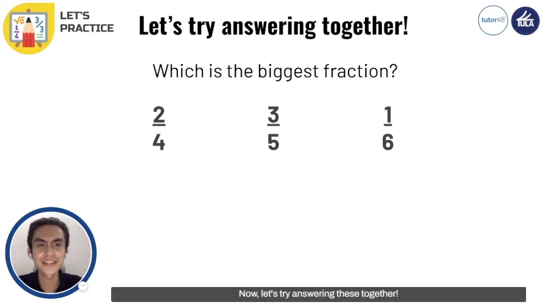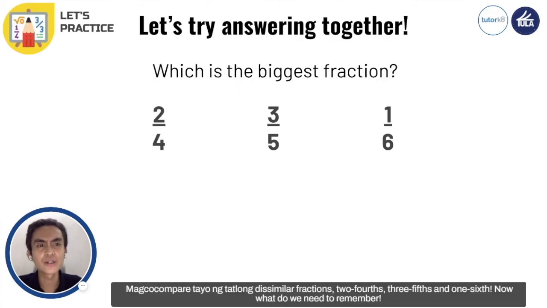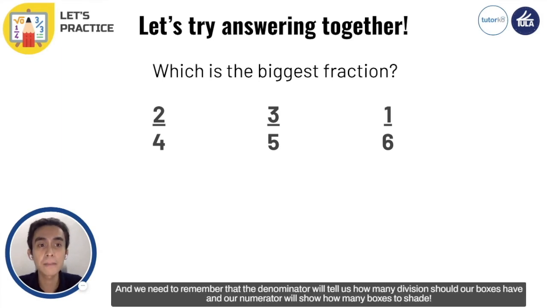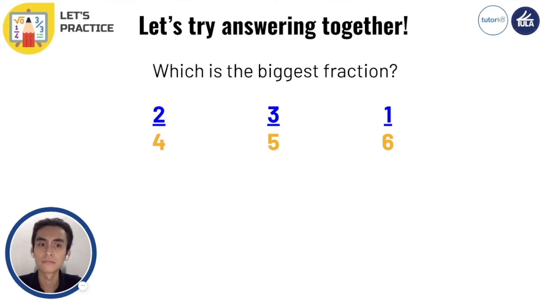Now, let's try answering this together. Magko-compare tayo ng tatlong dissimilar fractions, 2/4, 3/5, and 1/6. Now, what do we need to remember? Kailangan nating i-visualize ang fraction. And we need to remember that the denominator will tell us how many divisions should our boxes have. And our numerator will show how many boxes to shade.